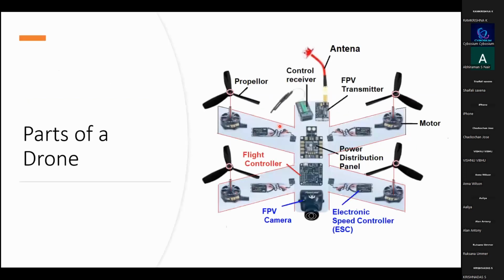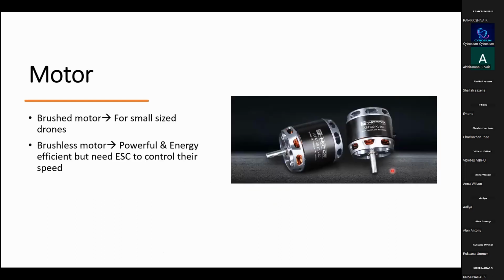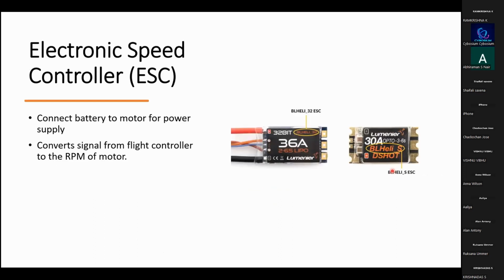As you can see here, the prop is connected to the motor, then the motors are connected to the ESC, then the power is coming from the power distribution board, and the signals are coming from the flight controller. This is how connections are made for brushless motors. The ESC is needed to power the motor to run. The ESC connects the battery to the motor for power supply, as I explained.